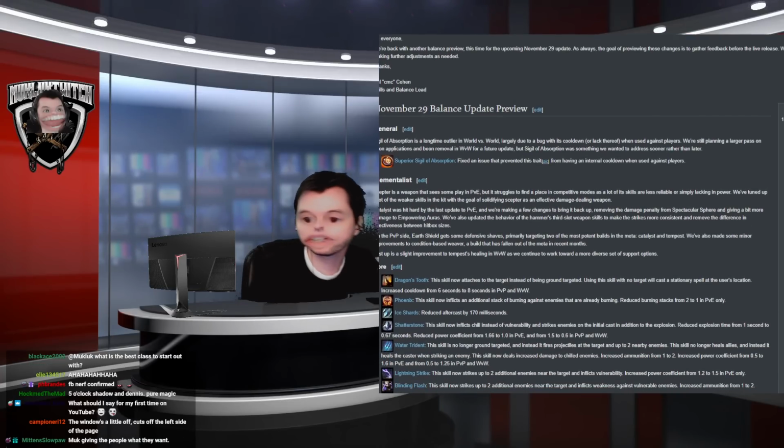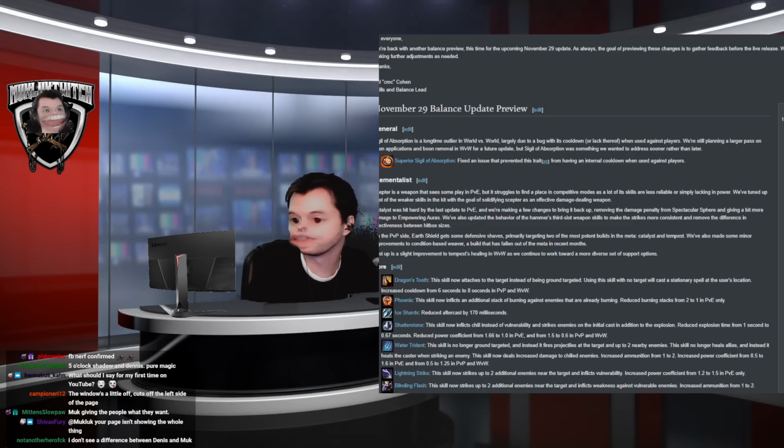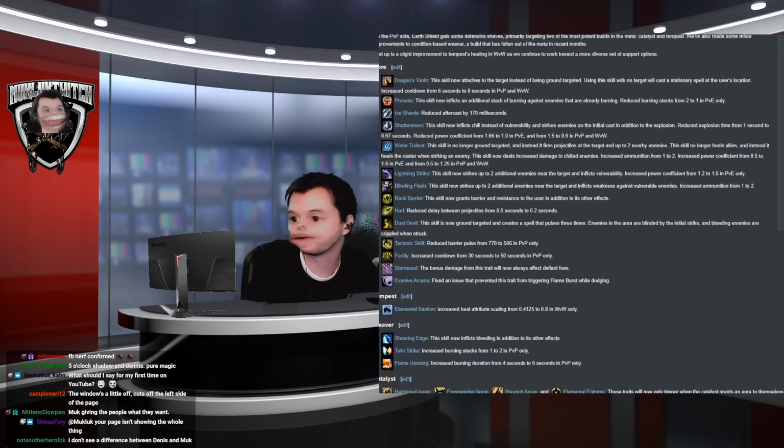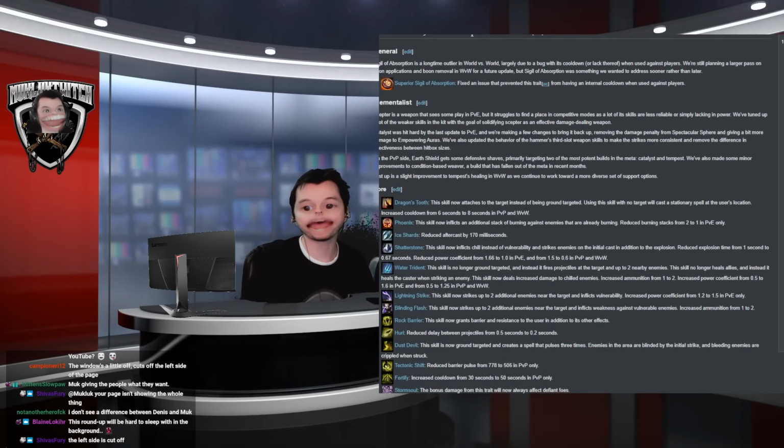Elementalist. Scepter is a weapon that sees some play in PvP, but it struggles to find a place in competitive modes because a lot of its skills are blah blah. You know what? This is a lot of notes. I'm just going to cover this. Scepter was bad, and they are trying to buff it up. Boom. Okay, so there we go. Some of the big things that they're doing here.